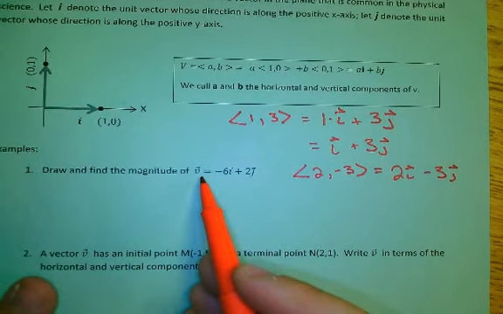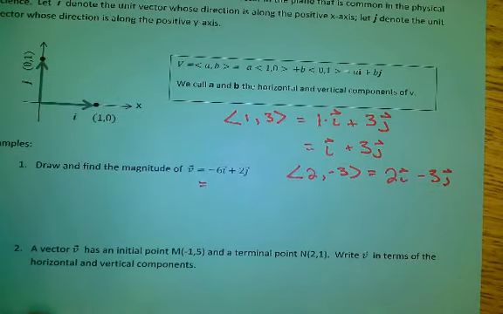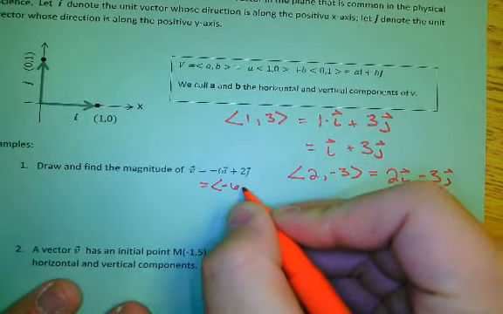So if you had to draw this vector right here, let's put this in component form, because every time I teach this, everyone asks, can we just put it in chevron form? And I was like, sure. So what is this in chevron form? Negative 6, 2.